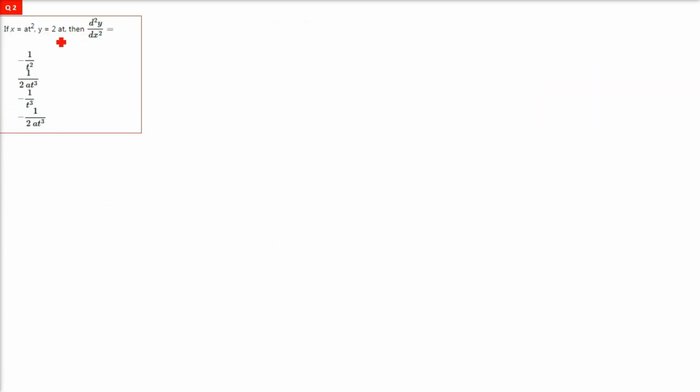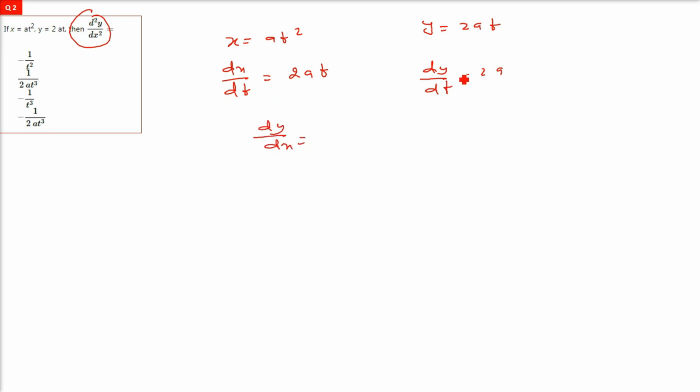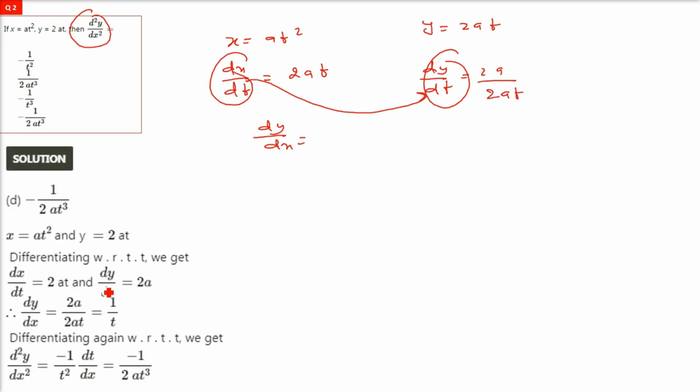X is equal to at square, y is equal to 2at, then d2y by dx2 we have to compute. So we have just completed this in previous discussion, but we'll try to do it again. X is equal to at square, dx by dt is equal to a, so t square will be 2t, so 2at. Y is equal to 2at, dy by dt is equal to 2a only. We need dy by dx, so dy by dx is nothing but dy by dt divided by dx by dt. So just divide these two. 2a by 2at is 1 by t. So this is 1 by t, but this is just dy by dx.